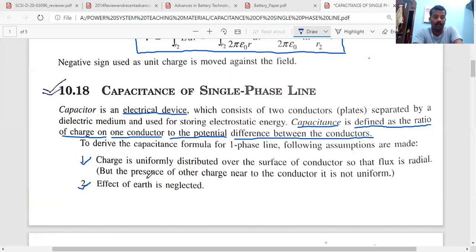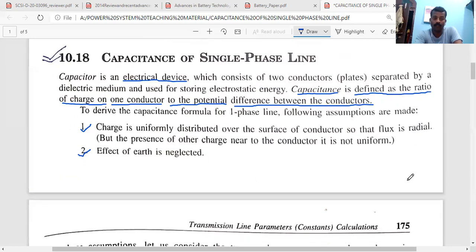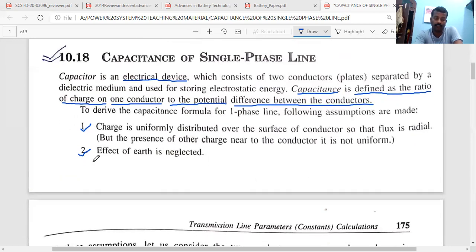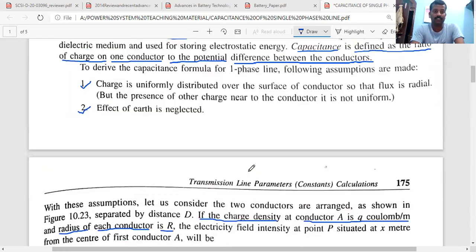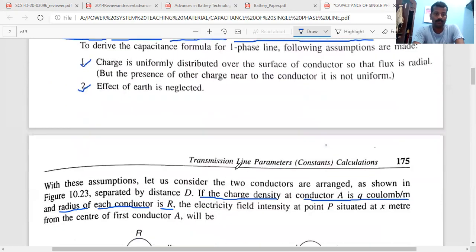Now, there are two assumptions. The first is that charge is uniformly distributed over the surface of the conductor so that the flux is radial. Charge must be uniformly distributed. The second is that the effect of earth is neglected. Earth effect must be neglected in order to calculate the capacitance of the single phase line.